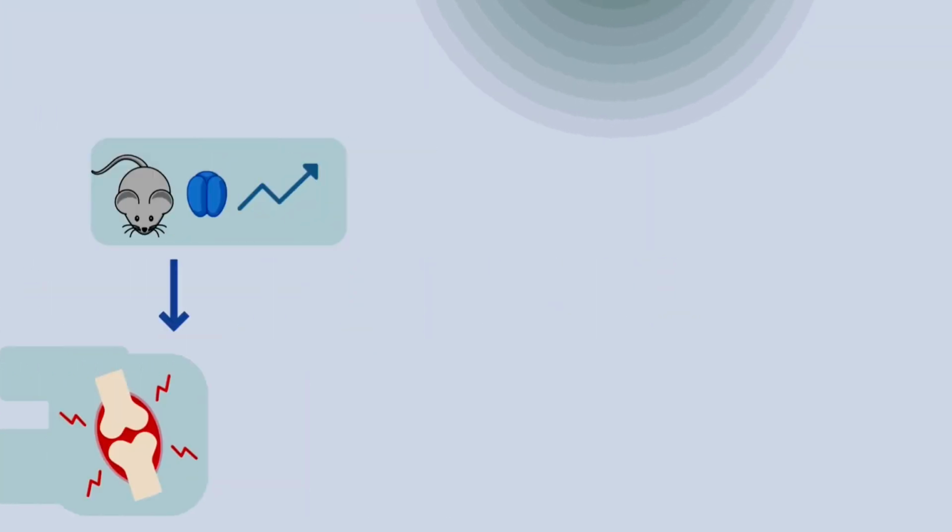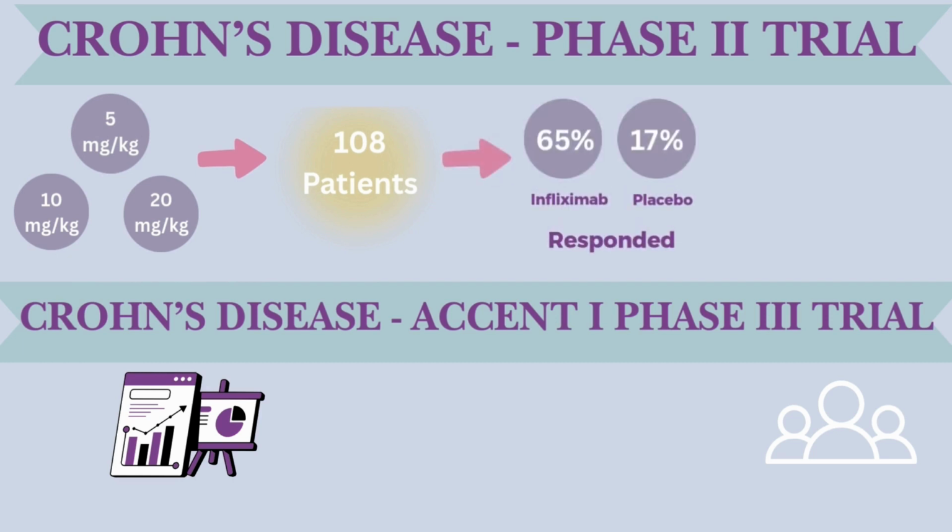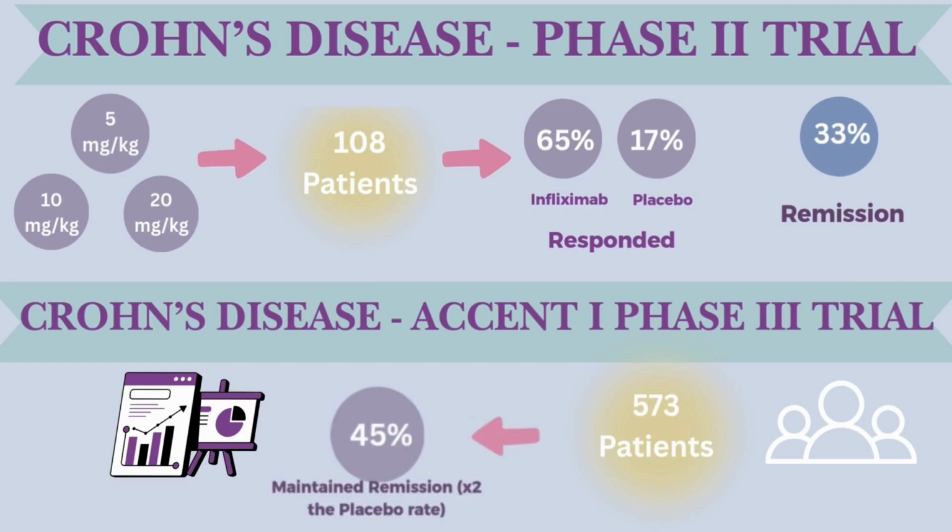In Crohn's disease, a phase 2 trial gave a single infusion dose of 5, 10, or 20 milligrams per kilogram of infliximab to 108 steroid-refractory patients. At 4 weeks, 65% responded versus 17% on placebo, and 33% achieved remission, marking the first biologic to modify disease and earning FDA approval. The phase 3 ACCENT trial of 573 patients showed that every 8-week dosing for CD maintained remission in 45% of patients, twice the rate of the placebo.